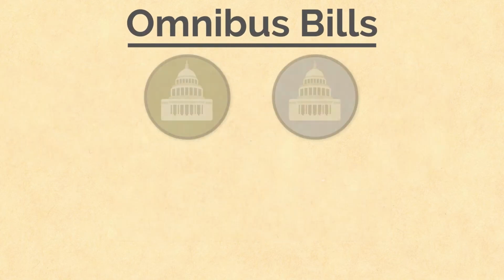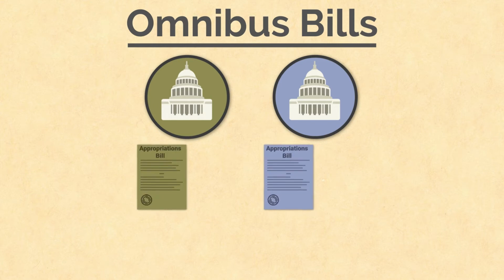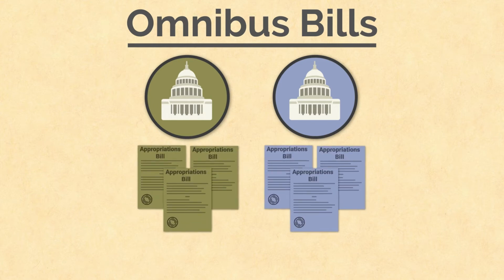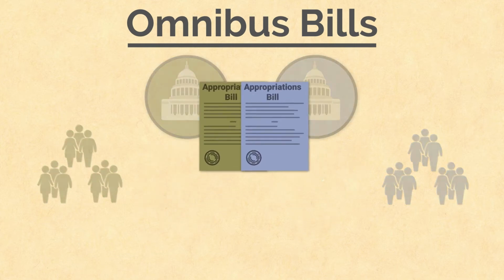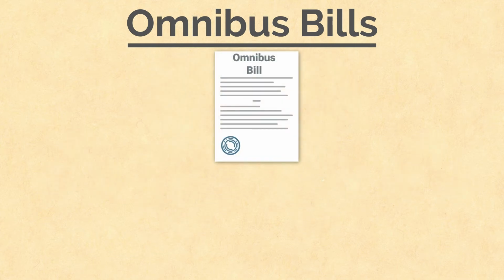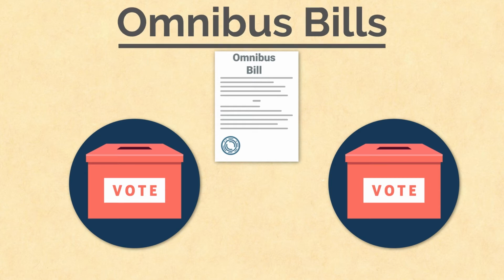Omnibus bills. In the regular budget process, the Senate and the House both need to pass different appropriations bills from each of their appropriations subcommittees. These are the bills that explain how to spend the money in the budget. To save time, Congress can bundle together appropriations bills. That way, Congress can vote for all of the bills at the same time instead of voting on each bill separately. The combined bill is called an omnibus bill.